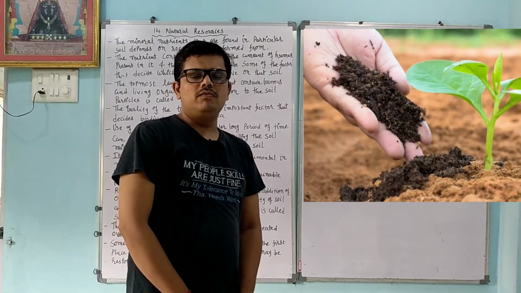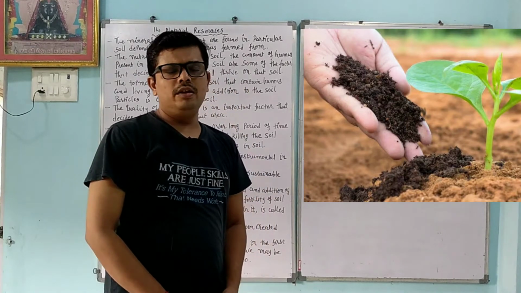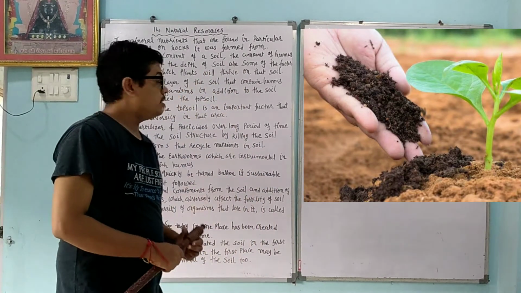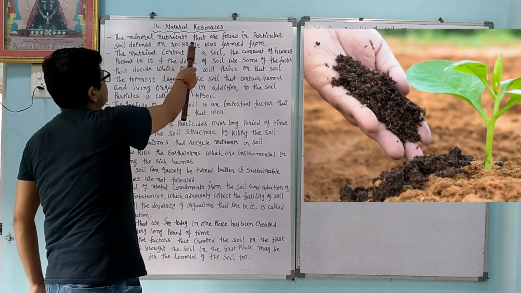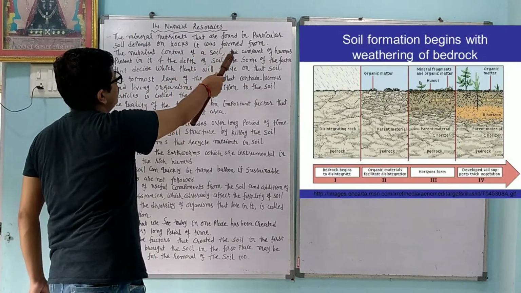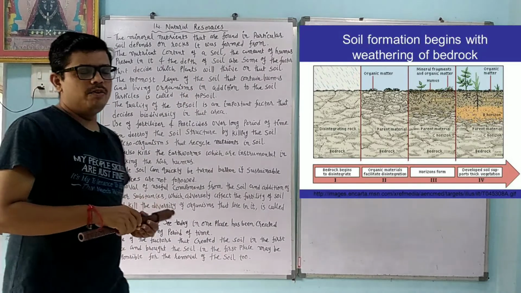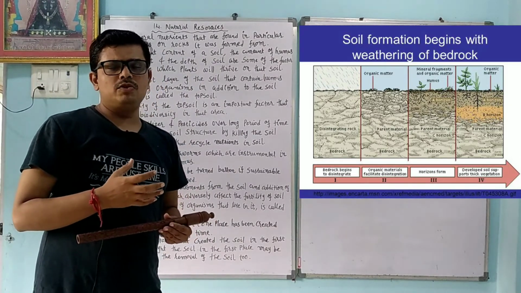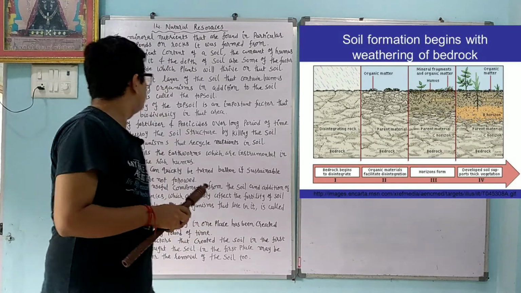Okay, dear students, we will learn about soil erosion and the fertility of the soil. So we will start. The minerals and nutrients that are found in a particular soil depend on the rocks it was formed from. So which type of nutrients are available in the soil depends upon the rocks.